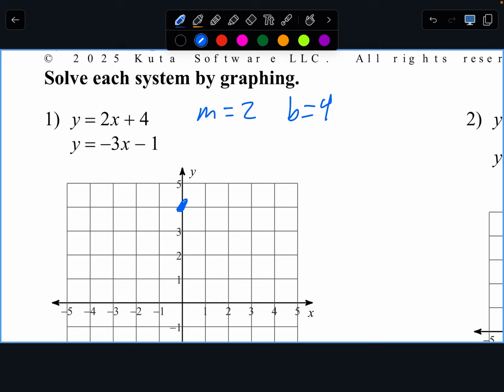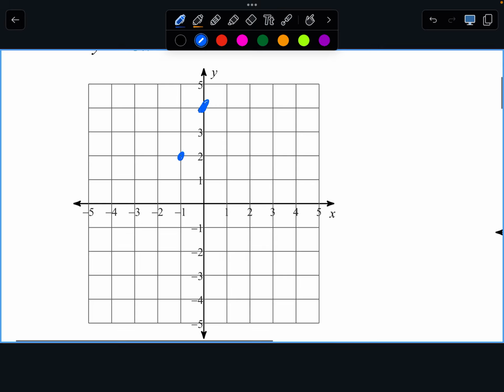You'll notice we can't go up 2, right 1. We go off the page. So if we can't go up and to the right, where do we go? Down and to the left. So down 2, left 1, down 2, left 1, down 2, left 1. And just like that, we have a perfect line.